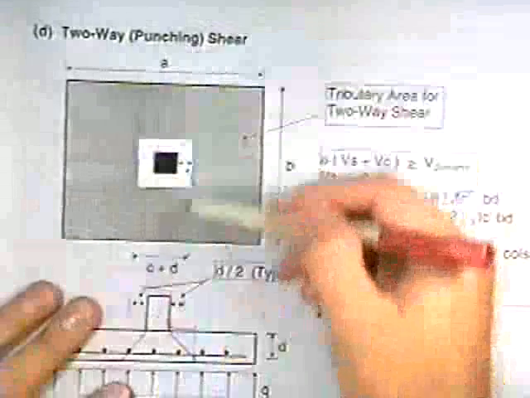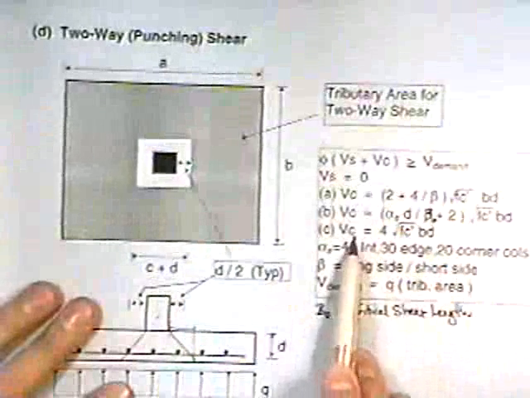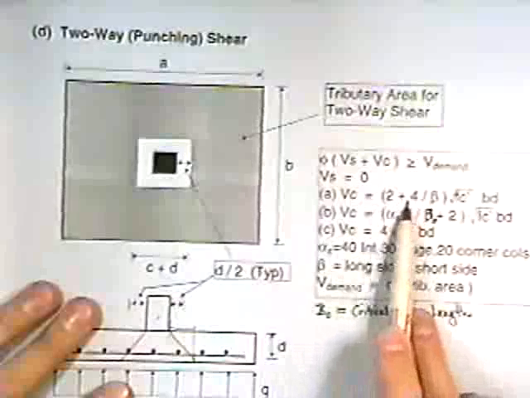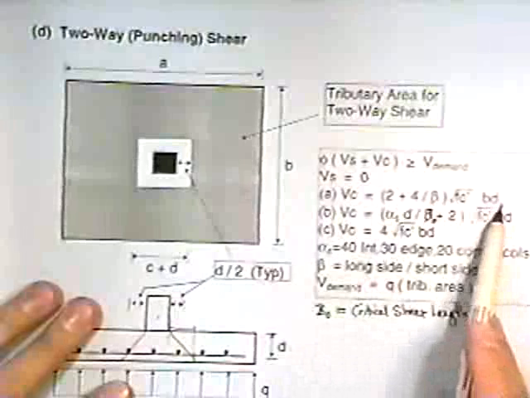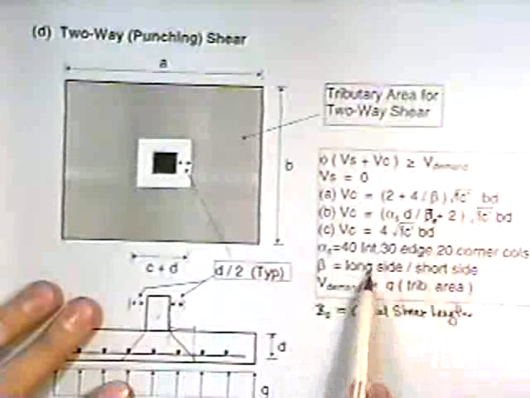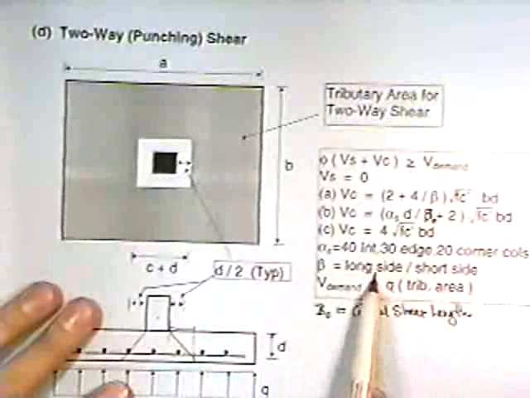It's failing all the way around and not along one length. You've got to check all 3 of these conditions. The first one is (2 + 4/beta) times root f'c times b0 times d. Beta is the long side to short side of the footing. So if you have a square footing, beta is equal to 1.